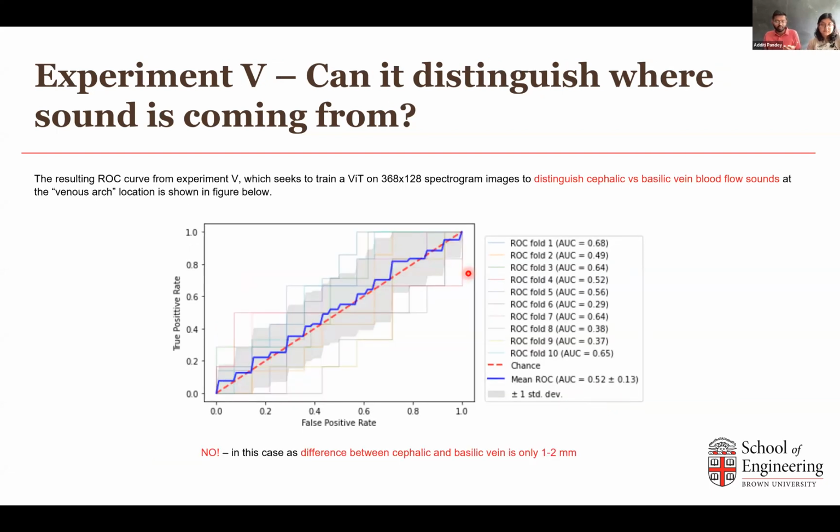For the next experiment, they try to see whether the model can distinguish between cephalic and basilic vein blood flow sounds. In this case, no, it could not. As you can see, the curve is close to chance, at 0.5. The difference between the cephalic and basilic vein is only 1 to 2 diameters in general, so the sound characteristics are very similar. That's why the authors argue that it's very difficult for the model to distinguish where the sound is coming from.